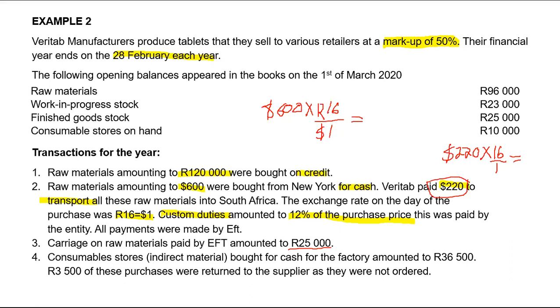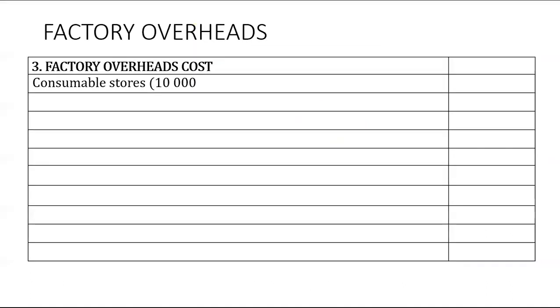Let's go to number 4. Number 4 says that consumable stores, which is indirect materials bought for cash for the factory, amounted to 36,500. 3,500 of these purchases were returned to the supplier. I am going to add that to my indirect material in my factory overheads, but then subtract the returns. So you will take your purchases minus the returns, which will be 36,500 minus the 3,500. Done.